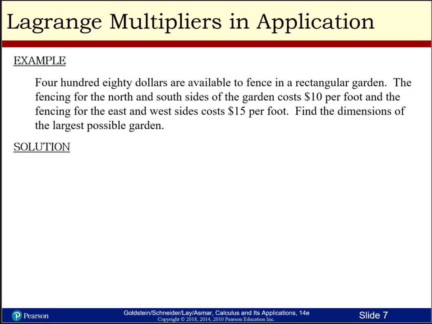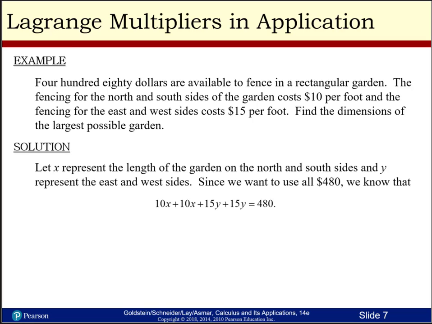$480 are available to fence in a rectangular garden. The fencing for the north and the south sides of the garden costs about $10 a foot, and the fencing for the east and west sides costs about $15 a foot. Find the dimensions of the largest possible garden. So we're going to let x represent the length of the garden on the north and south sides. Y is going to represent the east and west sides. Got to call it something. So we want to use all $480.